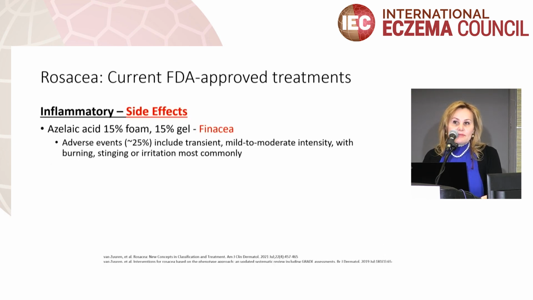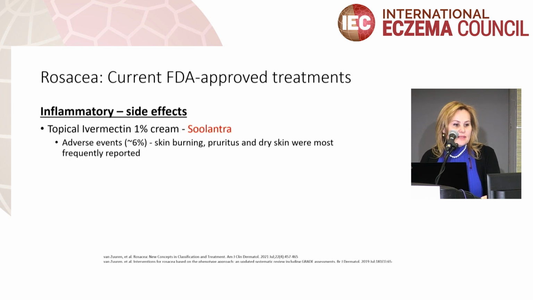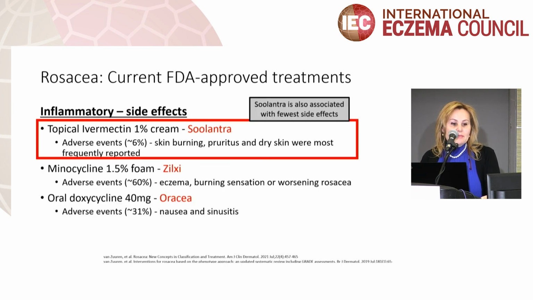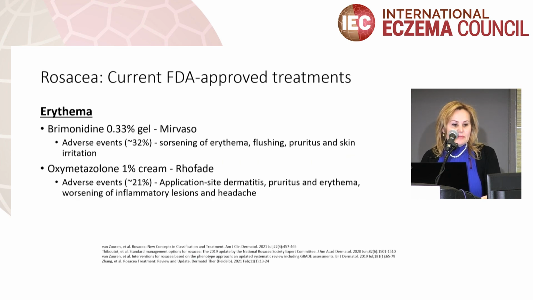We need to remember that some of them are treating the disease but are causing some side effects, including irritation. In rosacea, patients do not tolerate irritation that well. So we definitely need a better treatment that will not cause burning, stinging, and irritation. We also need to remember that some of these patients are also allergic to propylene glycol, which is in some of these treatments. Metrogel also causes irritation. Soolantra also has the best profile in terms of side effects, the fewest side effects as well. And again, irritation with Mirvaso and Rofade as well.